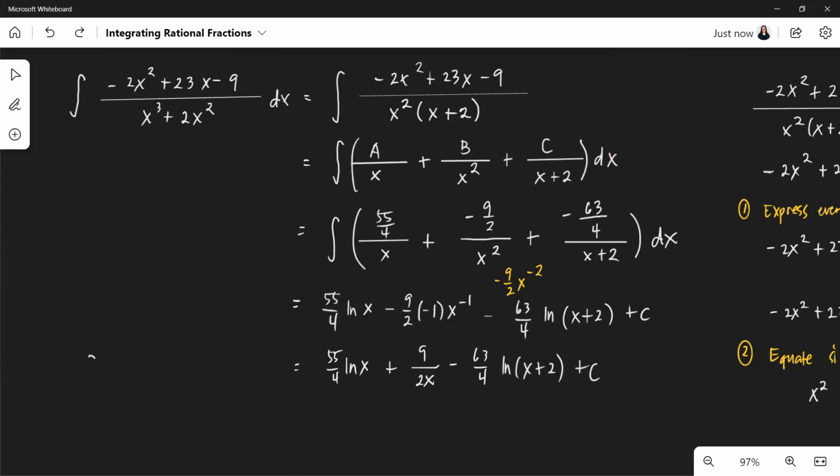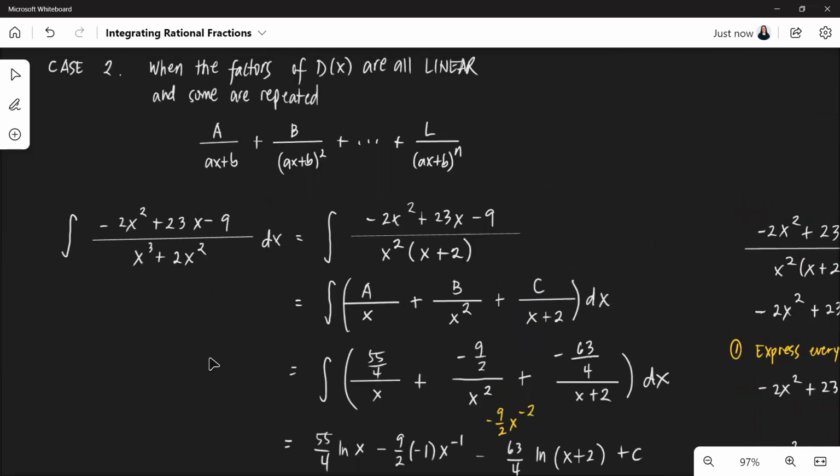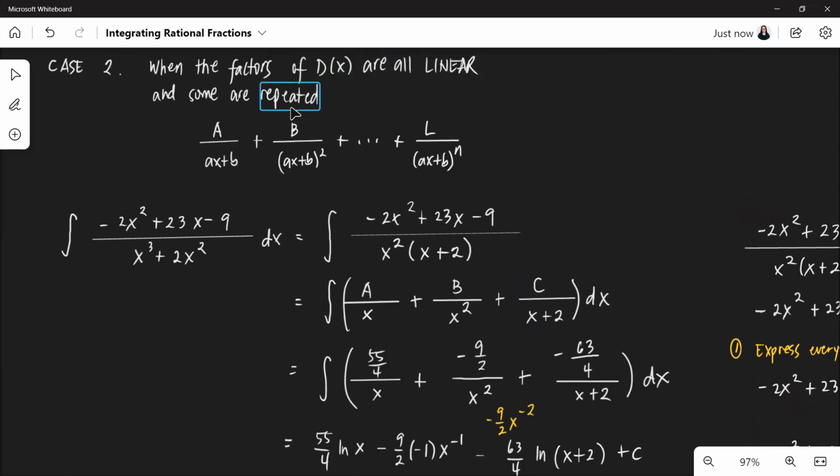So the integral of negative 2x squared plus 23x minus 9 all over x cubed plus 2x squared dx is this one. That's for the denominator containing linear factors, and some of the linear factors are repeated.